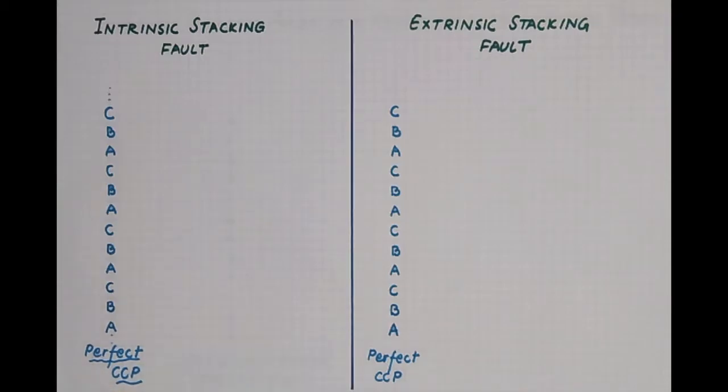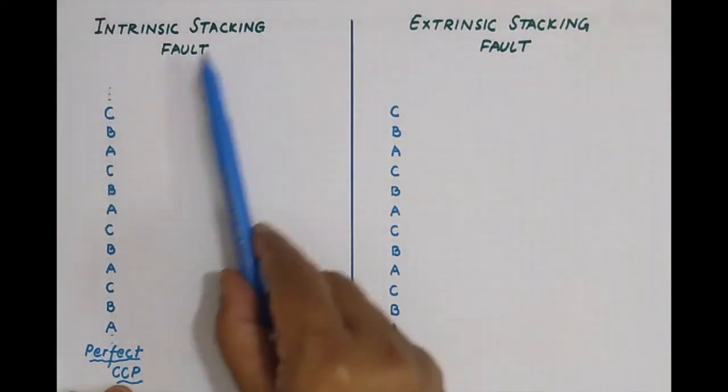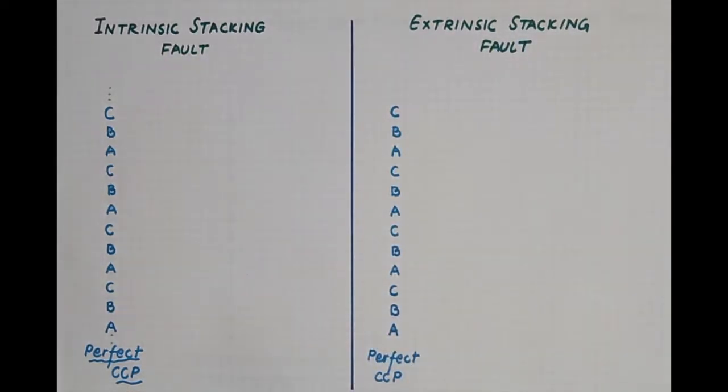Two kinds of faults are distinguished in cubic close packed structure: intrinsic stacking fault and extrinsic stacking fault. And we will try to create both of them now. So let us look at the intrinsic stacking fault.